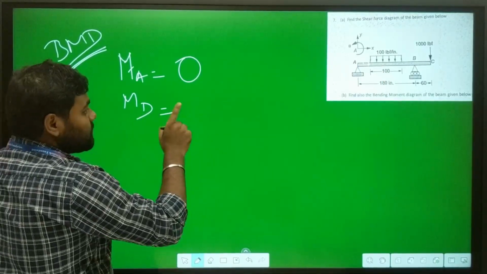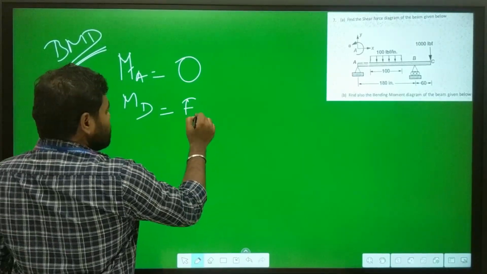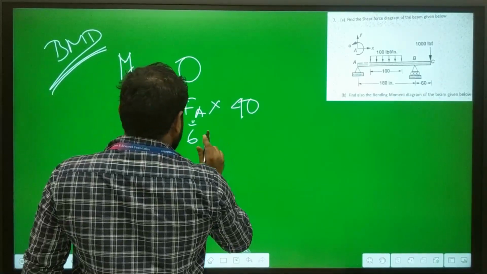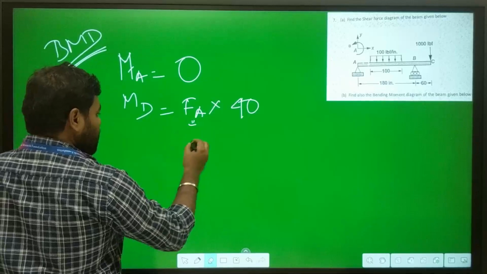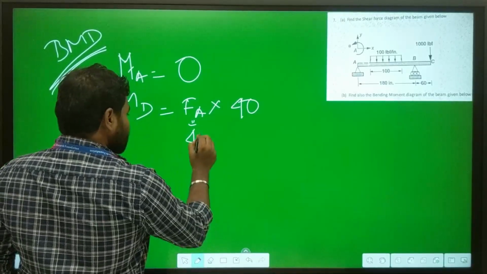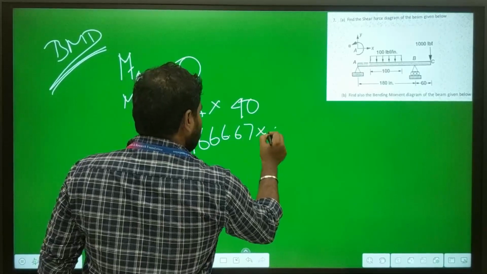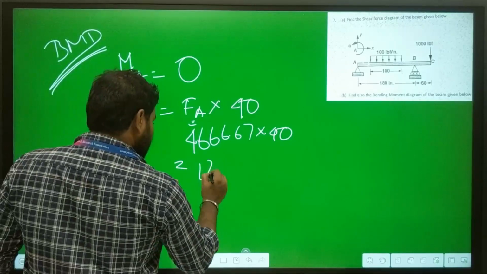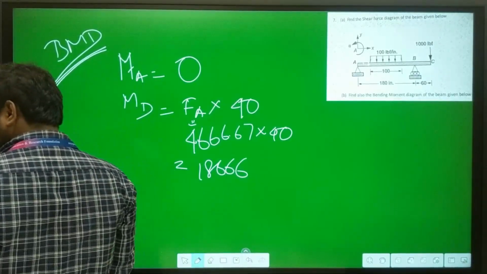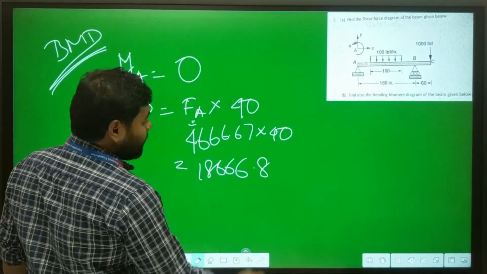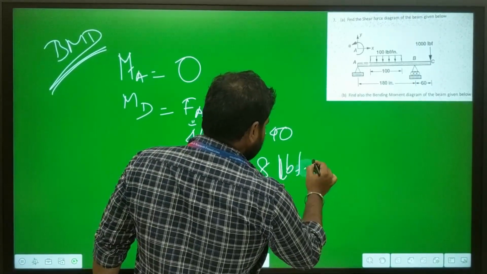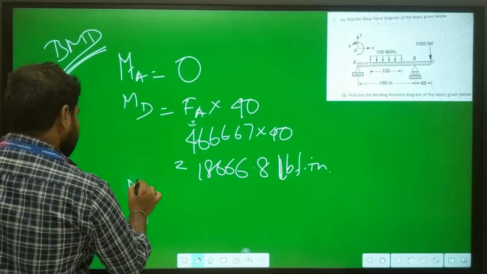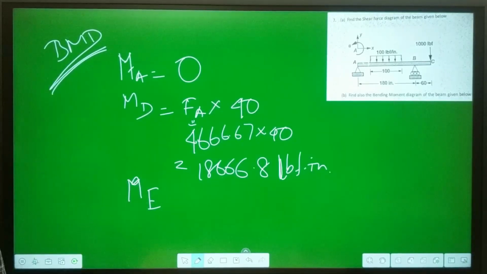So that will be the force Fa into the distance up to point D, that is 40, and the Fa value was 466.67 into 40, that equals 18666.8. That will be in pound force inches. So you can cross-check the value by yourself.